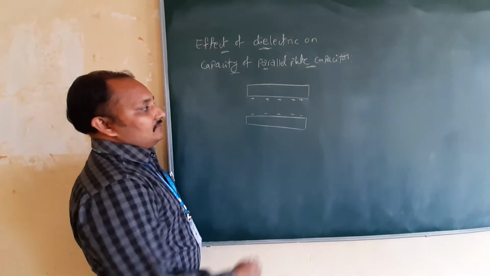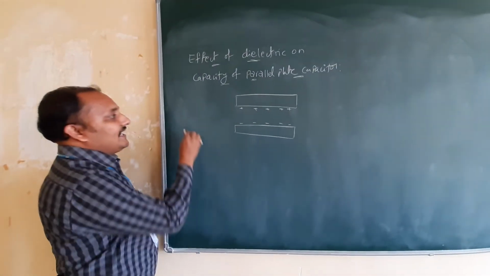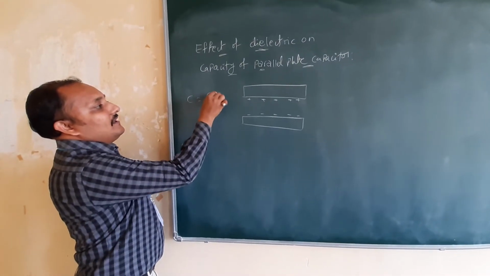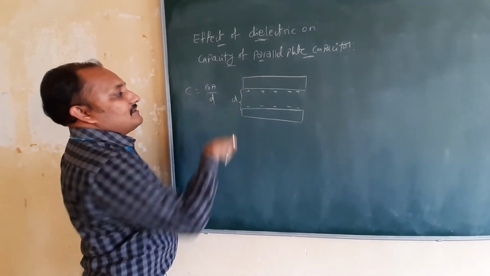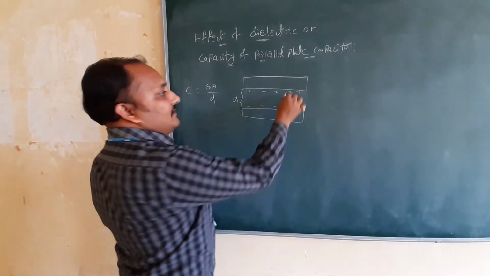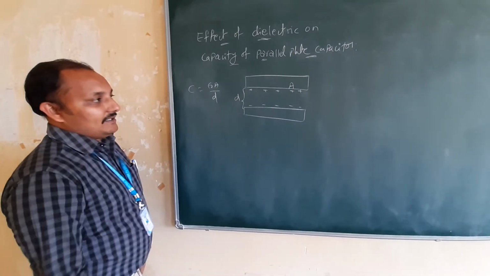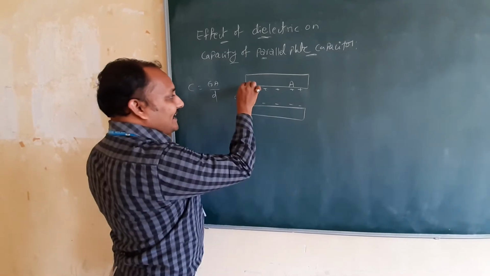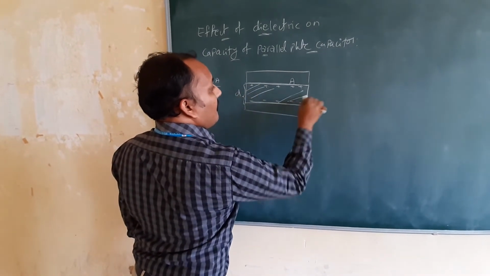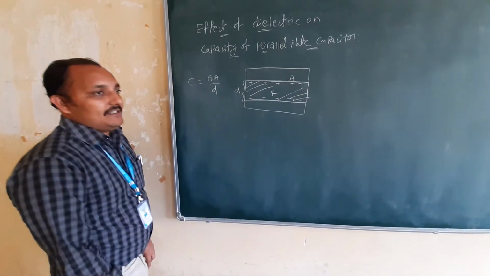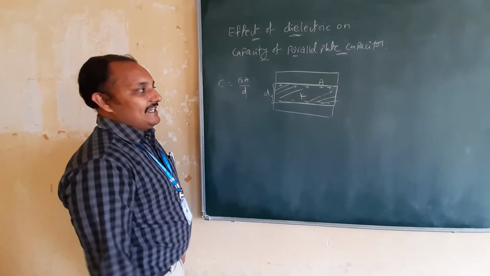Parallel plate capacitor. In the previous derivation we have taken C equal to epsilon naught A by d. Here d means separation between two metal plates, A means area of each metal plate. Now I place one dielectric of dielectric constant K.